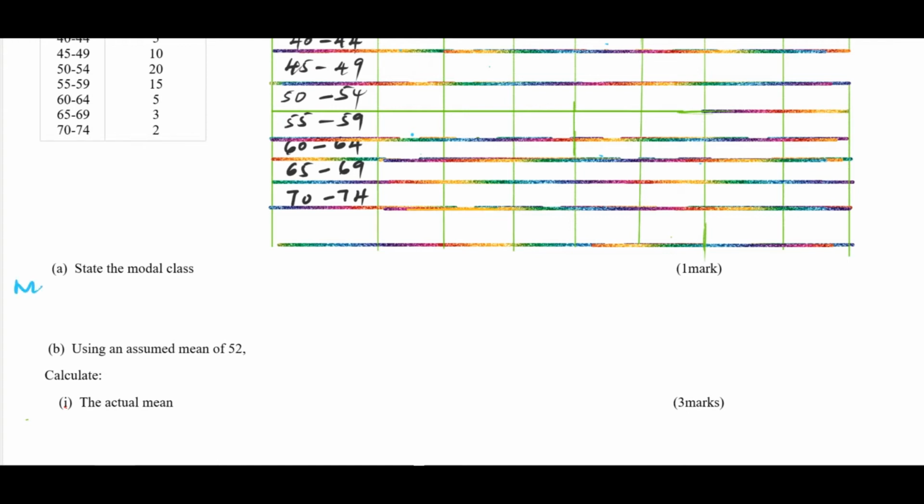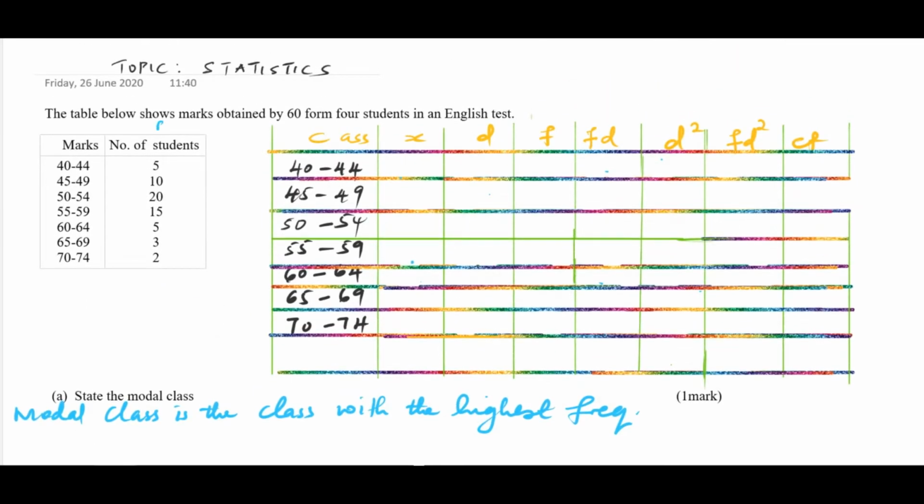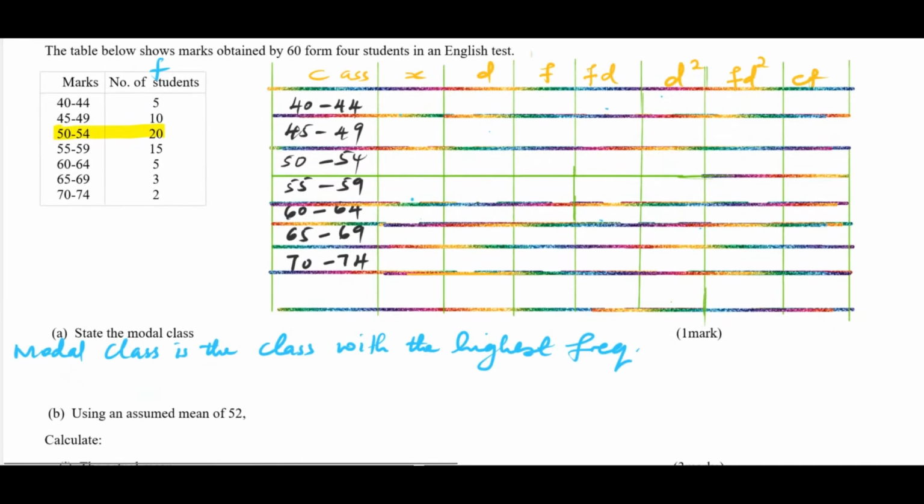So the modal class is the class with the highest frequency. And in our case, the frequency is the number of students. This is our frequency. So we'll consider the class that has the highest number of students, and that is the class 50 to 54. So 50 to 54 is the modal class.